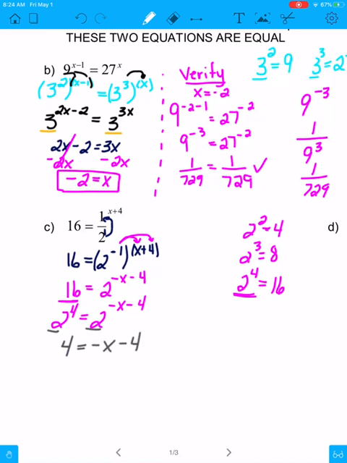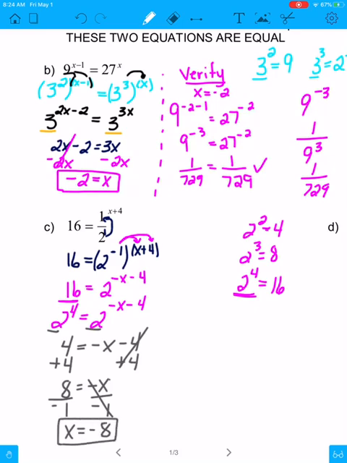And now we're just solving like we did in numerous years of math. Add 4, add 4. 8 equals negative x. Divide by negative 1. x equals negative 8. Now, remember, we don't want to walk away until we've proven that we've gotten it correct by verifying algebraically. 16 equals 1/2. Sorry, I want to write verify, but I'm running out of room.